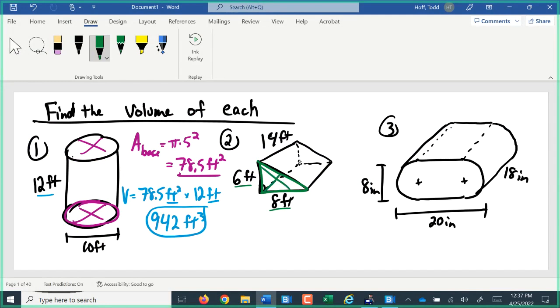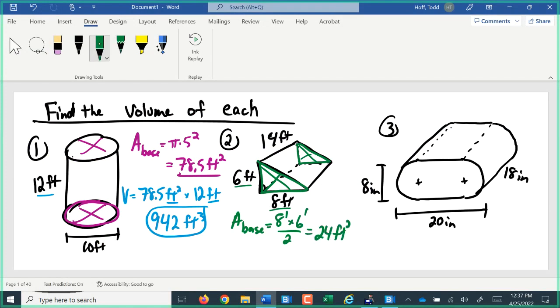Okay, so for number 2, our base here is this triangle because there's another triangle that's identical on the back side there. So the area of our base is a triangle. How do I find the area of that triangle? 8 times 6 divided by 2. 8 feet times 6 feet divided by 2, giving us 24 square feet.